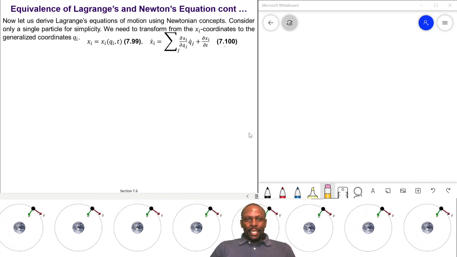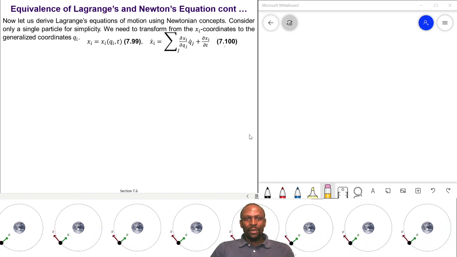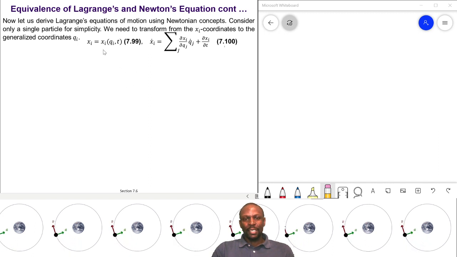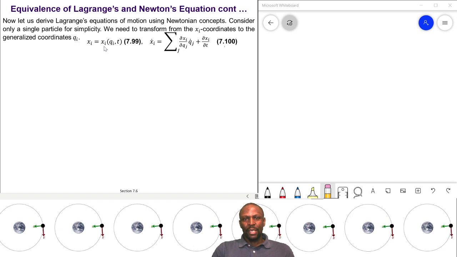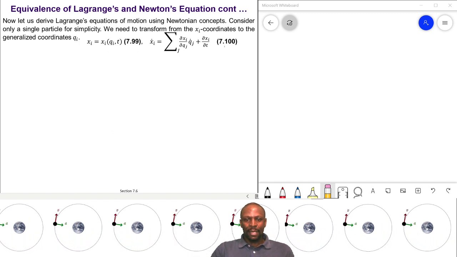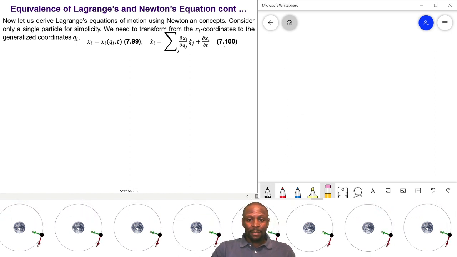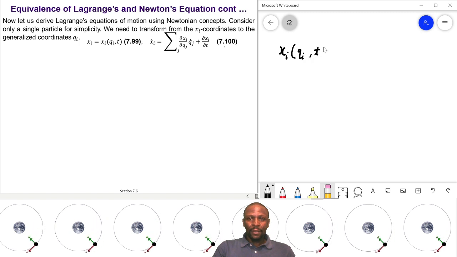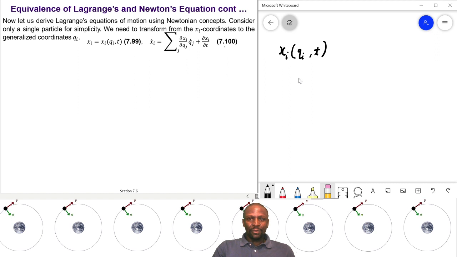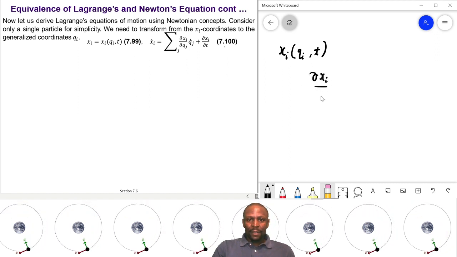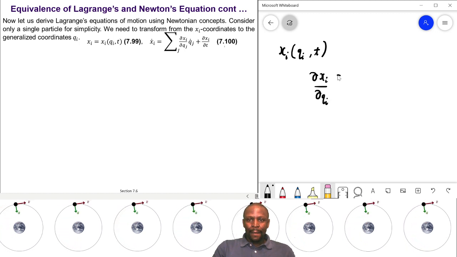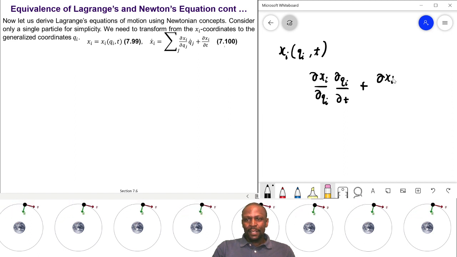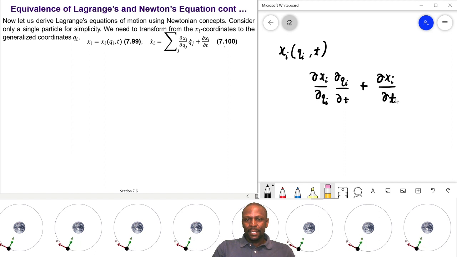Now, let us derive the Lagrangian equation of motion using the Newtonian concept. Consider only a single particle for simplicity. We need to transform from the xi coordinates to the generalized coordinates. If we transform that to the generalized coordinates, this is what we have. Now if we take the time derivative of this, I hope you still remember from the previous chapter that xi as a function of qi can be written in terms of dxi dqi times dqi dt, plus dxi dt. I hope you still remember that.